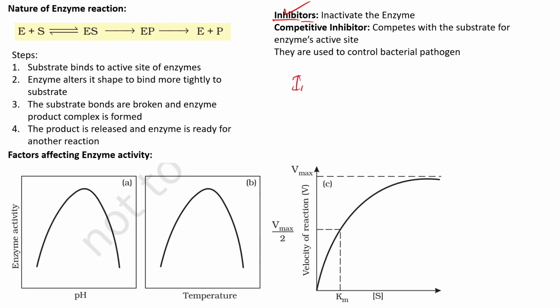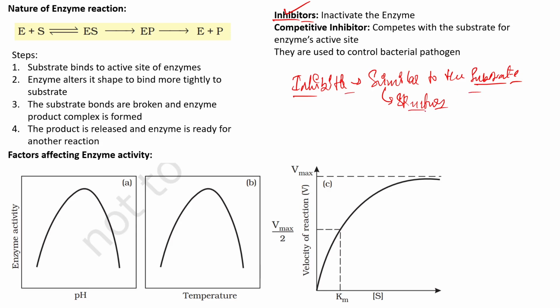Inhibitors are very similar to substrate molecules. In what terms are they similar? They are similar in terms of structure. So as they are similar to the substrate molecules, if I add an inhibitor instead of the substrate, the inhibitor can bind to the enzyme.